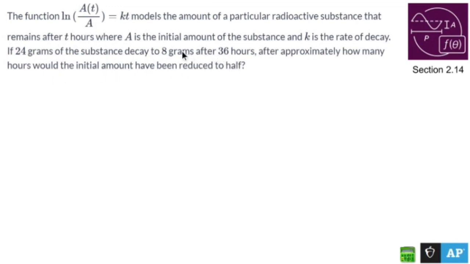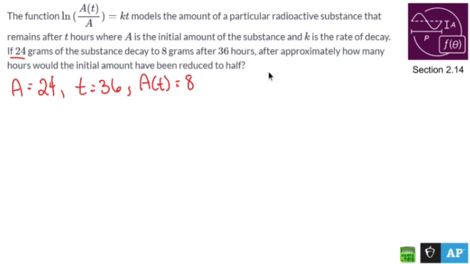Ugh. All right, so this is going to be gross. This is going to be really gross. 24 is what I start out with, so A is going to be 24. My amount after 36 hours, so t is going to be 36. My total amount, A of t, is 8.